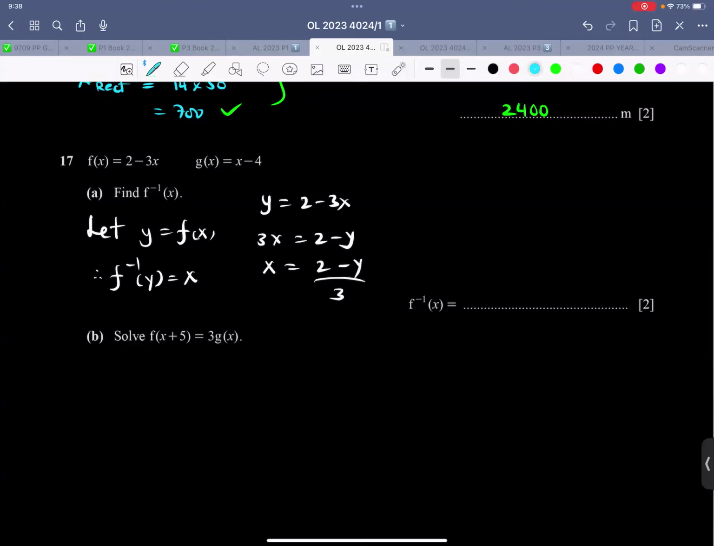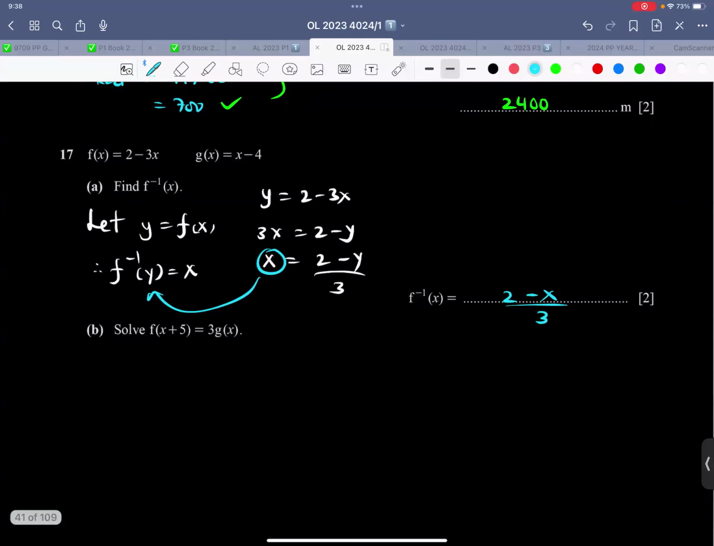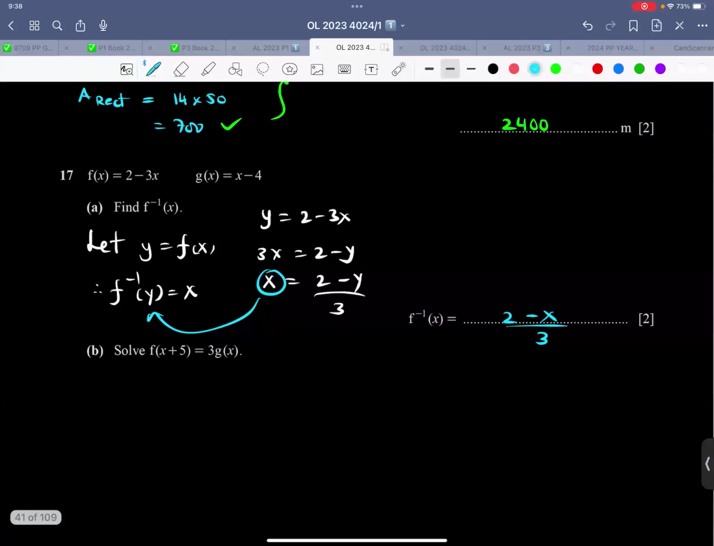But what is x equal to? x equals f inverse of y. Therefore, f inverse of x is (2 minus x) over 3. So that is done. Next: solve f(x+5) = 3g(x), some basic algebra.